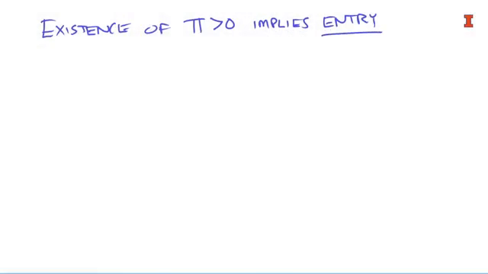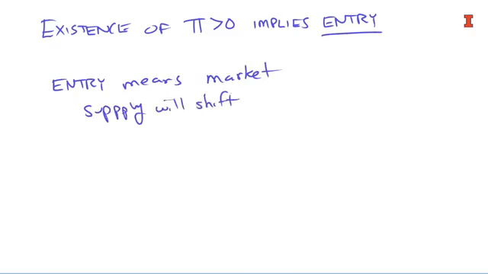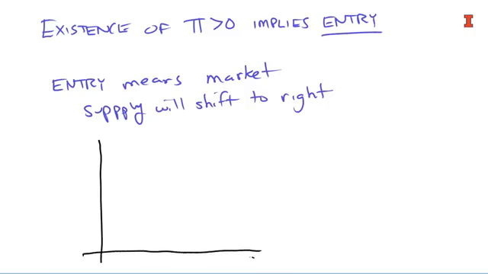Entry means what? Entry means that market supply will shift to the right. How do I know that? Well, just remember, in the market, the supply curve is equal to the sum for i equals 1 to n of the marginal cost of the players in the industry. Well, if entry happens, this n is growing. There's more of these that you're adding up. And what that means is that this curve itself will shift to the right.